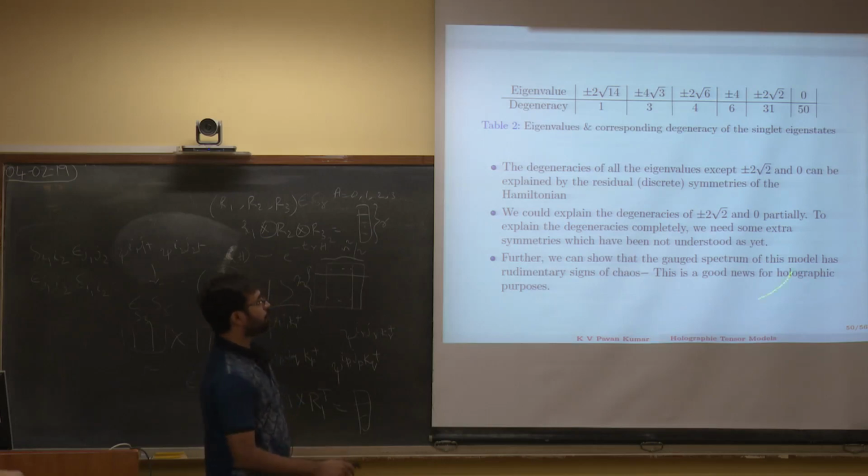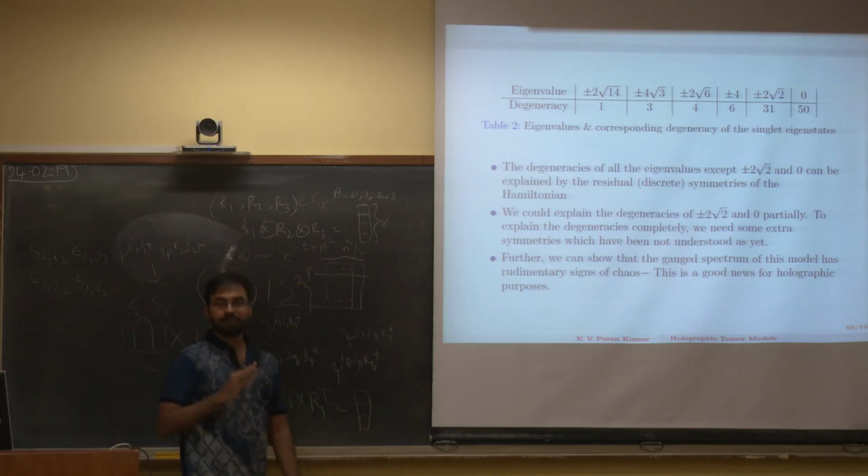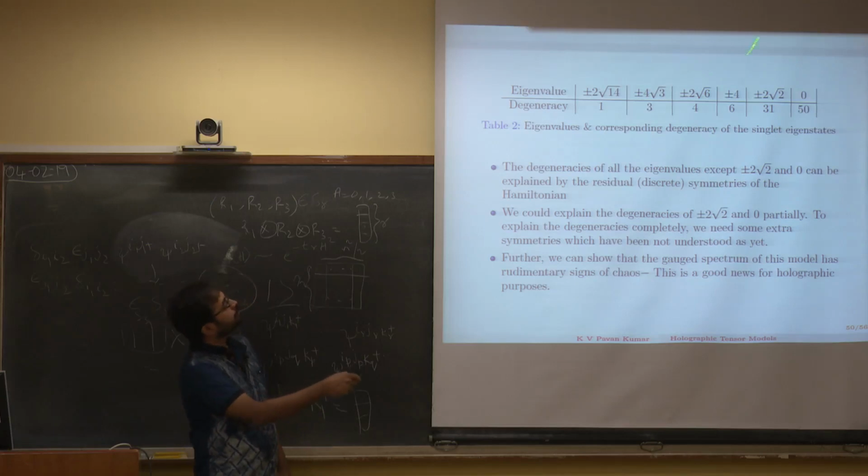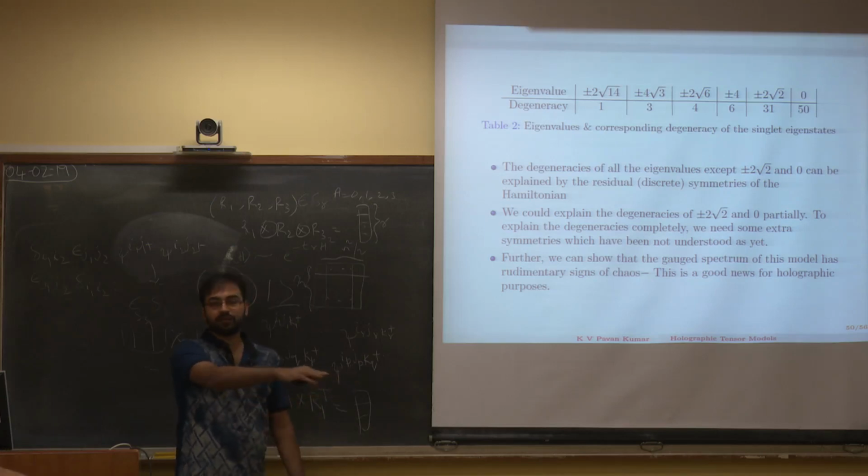Also, if you plot the spectral form factor, there are very rudimentary signs of chaos. I'm saying very rudimentary because the number of independent eigenvalues is very small. There are only 11 in number.